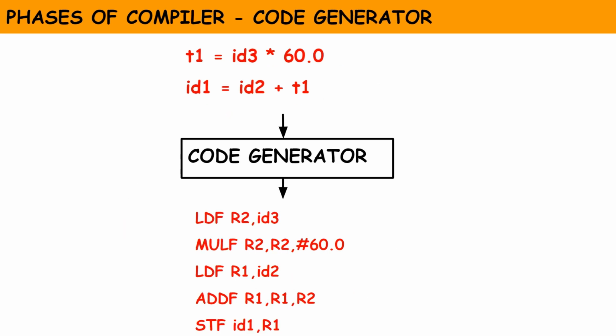The last phase of the compiler is the code generator. This phase takes as input an intermediate representation of the source program and maps it into the target language. Intermediate instructions are translated into a sequence of machine instructions. Code generation also selects registers and memory locations for each of the variables used by the program. The intermediate code from the code optimization phase gets converted into the machine code as follows.